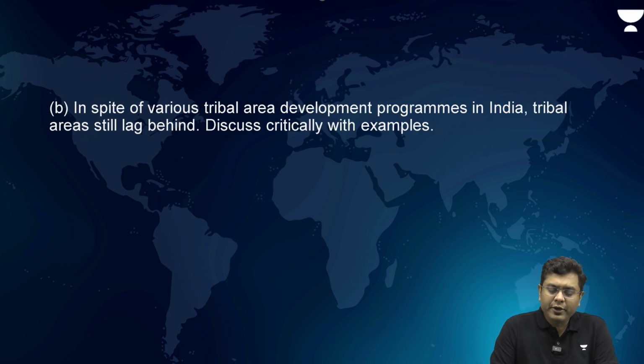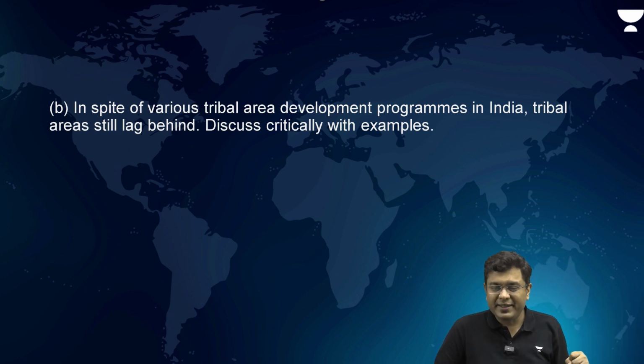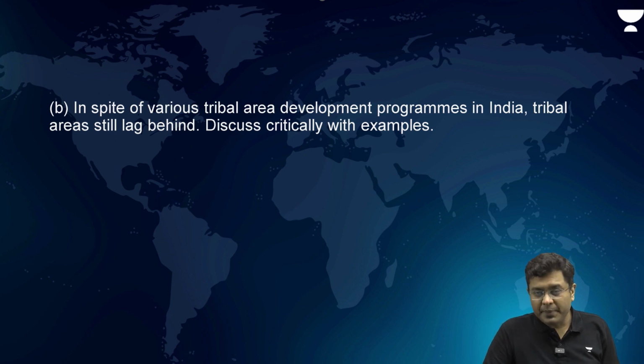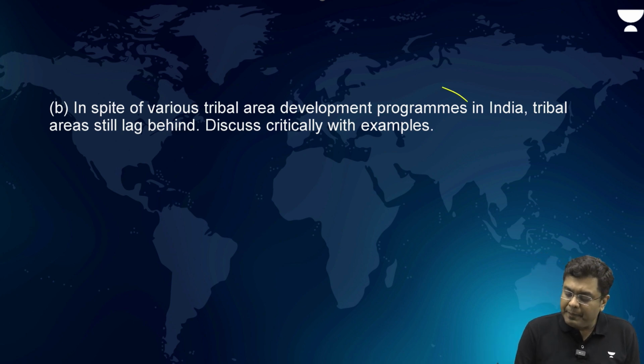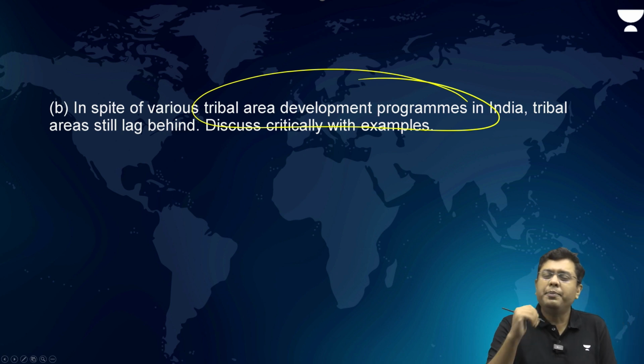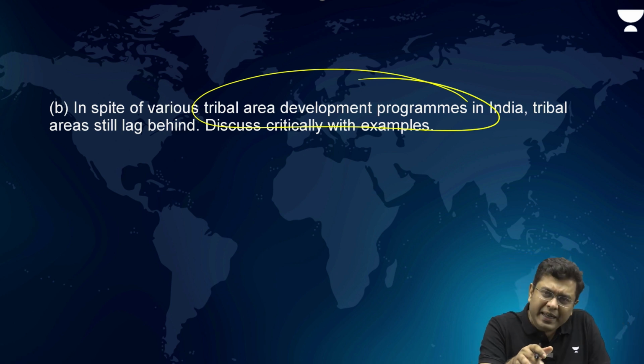Now, in spite of various tribal area development programs in India, tribal areas still lag behind. Discuss critically with examples. So, you have to talk about the fact that it is not the case that many tribal areas still lag behind. You have the positive outcomes also associated in certain areas around Chhattisgarh, in certain regions around Madhya Pradesh, right, in certain regions around Jharkhand. That is because the tribal area development programs have yielded positive results. Now, many areas still lag behind.